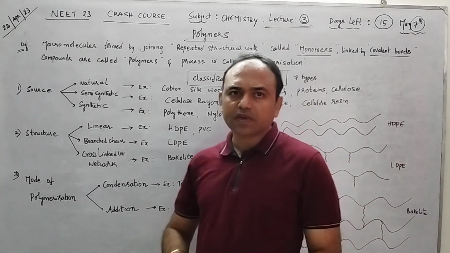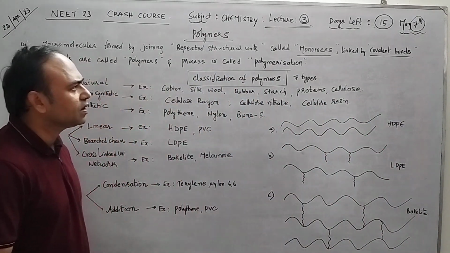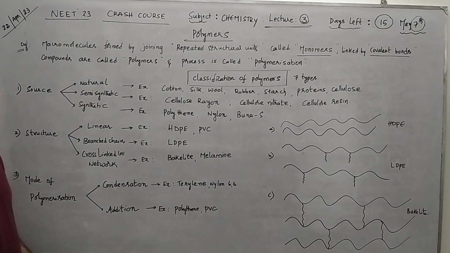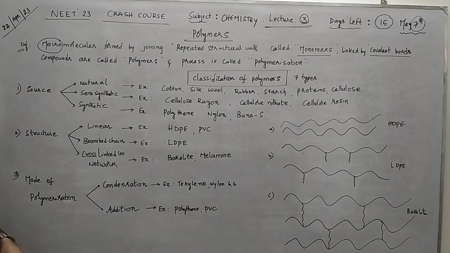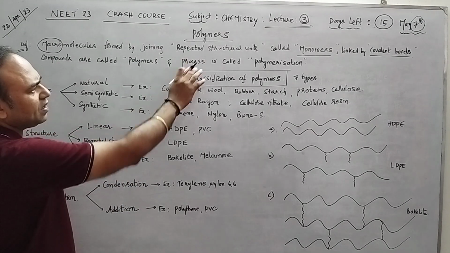See, already we have studied this in grade 12. Now in the crash course, what is required, that only we will study. First thing is the definition. What are polymers? Macromolecules formed by joining of repeated structural units.